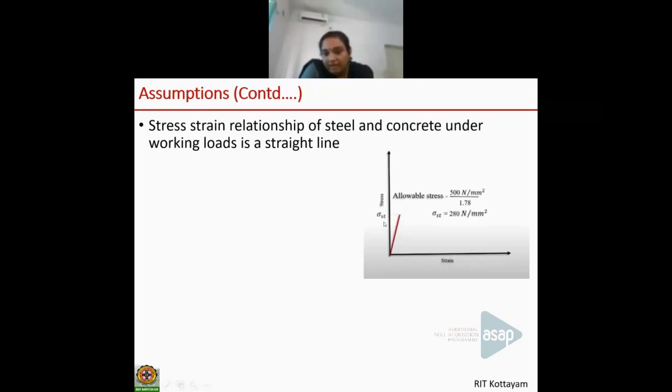So we have a stress strain diagram as a straight line where the end of that is considered as the sigma st, or the allowable stress in steel. I think it's clear now. Okay, ma'am, you may carry on, and we can have Q&A at the end of the session.